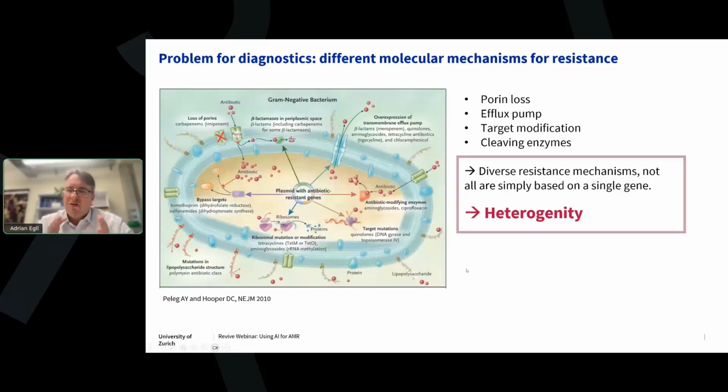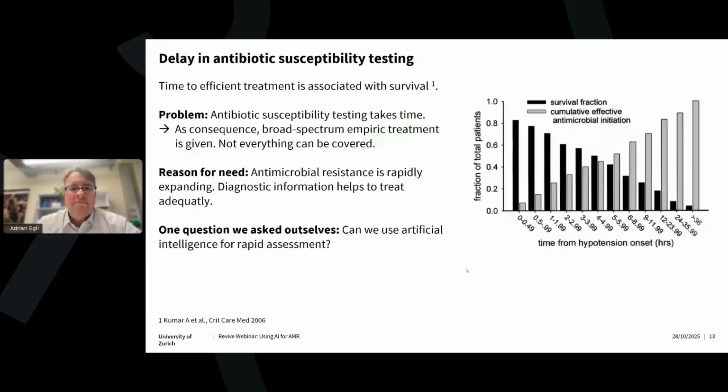And this heterogeneity to capture with a single diagnostic assay is not easy, I can tell you, because you need a huge amount of data to train. Now, the consequence of this is a delay in antibiotic susceptibility testing.